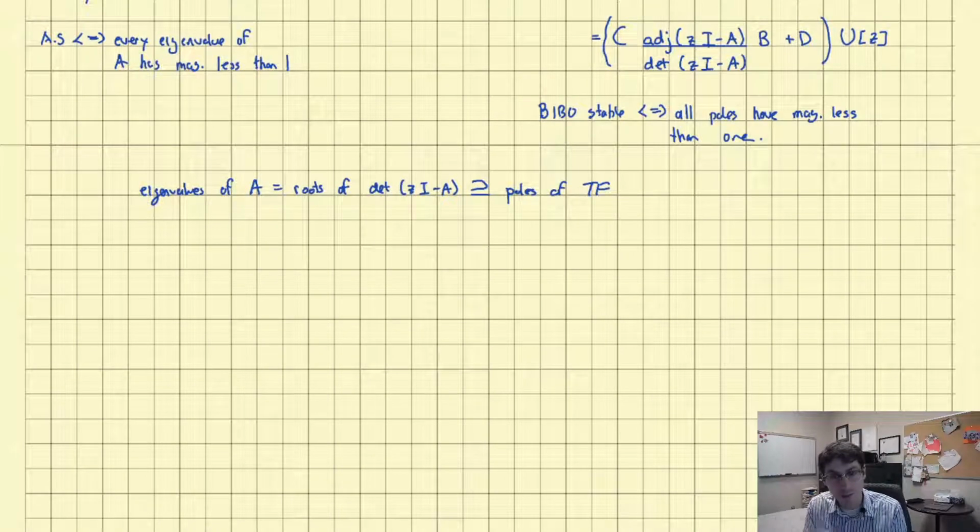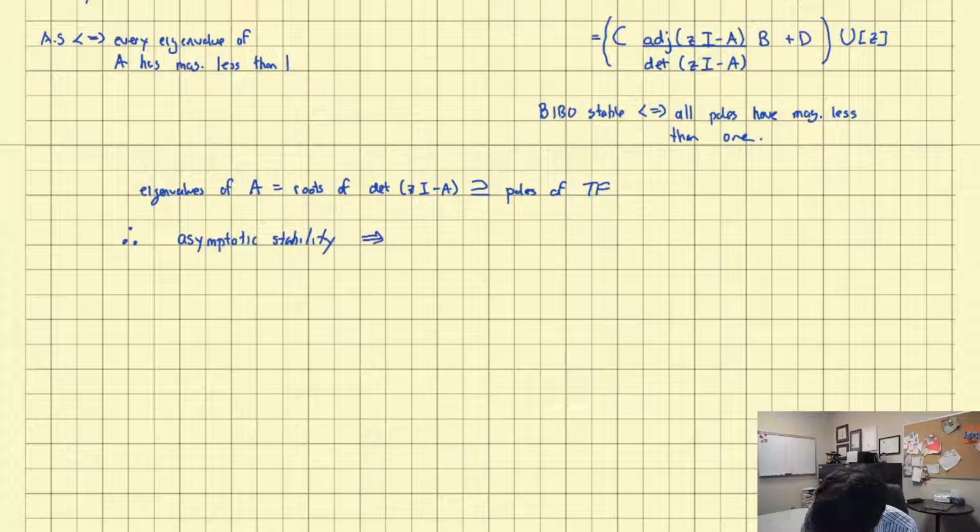Right? Again, look at the expression for the transfer function. There's this determinant showing up in the denominator. So what does that mean for stability? If A is asymptotically stable, then it has all its eigenvalues having magnitude less than 1, which means that the poles, because they're a subset, must also have magnitude less than 1. In other words, we can conclude that asymptotic stability implies BIBO stability.